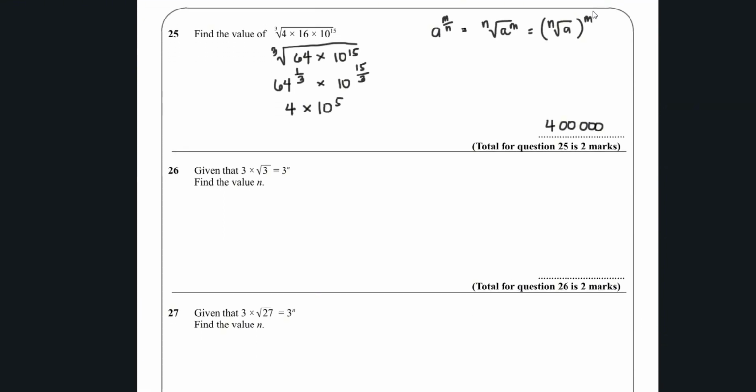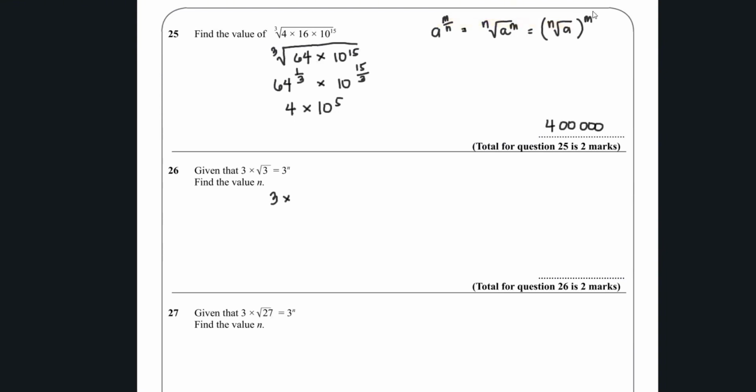This is 3 times root of 3 is equal to 3 to the power of n. As you see, all these powers have the same base, which is 3. And we are to find the value of n. So good thing that they all have 3. So we can simply rewrite the square root of 3, using this concept right here, which I will have to highlight.